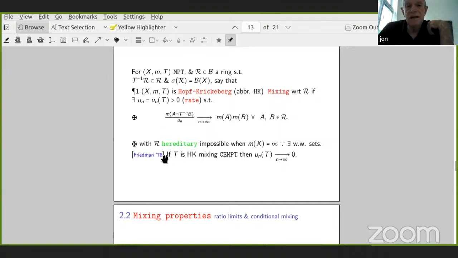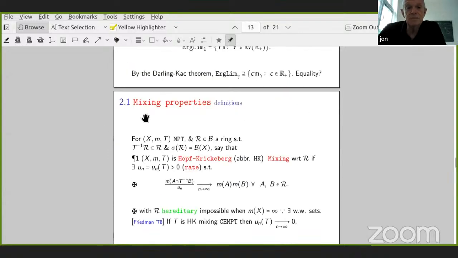So on the bright side, if T is HK mixing, then the u_n's tend to 0. This means that the Koopman operator of the natural extension is what we call mixing. The spectral type is what they call a Rajchman measure: Fourier transforms, Fourier coefficients tend to 0. Okay, so this is mixing properties if you want integrated mixing.